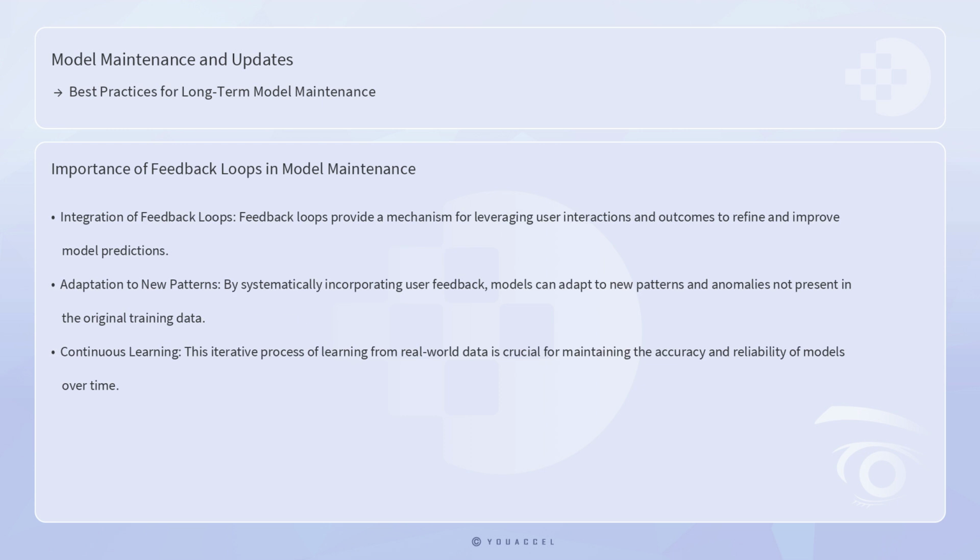Moreover, the integration of feedback loops is a pivotal practice in maintaining models effectively. Feedback loops provide a mechanism for leveraging user interactions and outcomes to refine and improve model predictions. By systematically incorporating user feedback, models can adapt to new patterns and anomalies that were not present in the original training data. This iterative process of learning from real-world data is crucial for maintaining the accuracy and reliability of models over time. Google's search algorithm, for instance, continuously adjusts and improves based on user interactions, ensuring that the search engine remains relevant and effective.